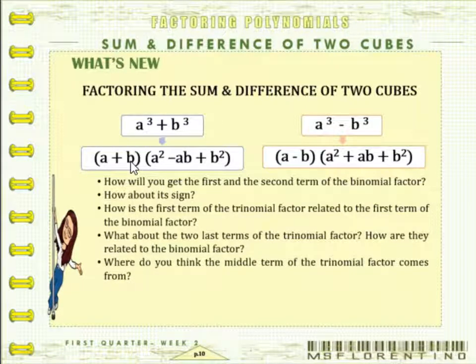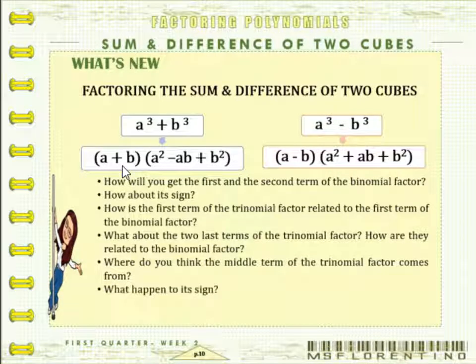Where do you think the middle term of the trinomial factor comes from? The middle term of the trinomial factor will be the product of the first and the second term of the binomial factor.